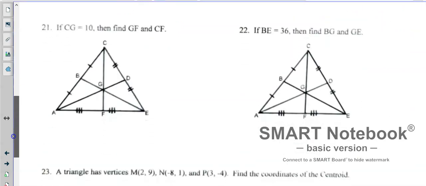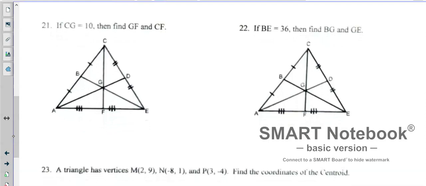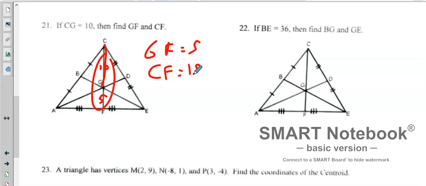Okay, last few problems. CG, that's this right here, that's 10. Well, that means this is 5. So GF is 5, because remember the small piece is half the big piece. And the total CF is 15. BE is the whole thing, which is 36. The small piece, I like to do that one first, because that's simple. You just divide by 3. So BG is 12, and you double it to get GE, which is 24, and those add up to 36.